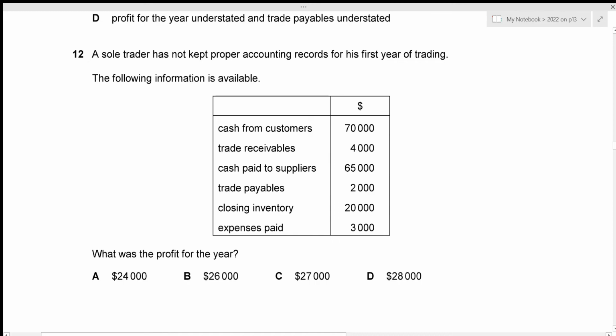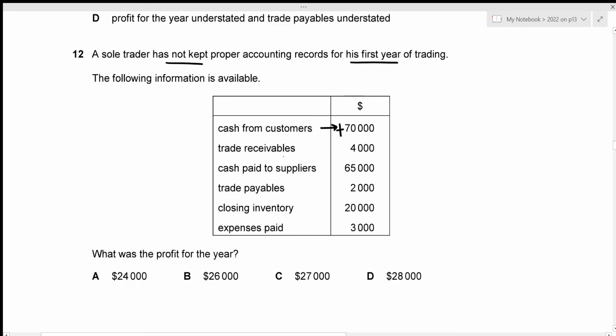A sole trader has not kept proper accounting records for his first year of trading, and we're given the following information. We need to figure out the profit for the year. Okay, so these are the cash from customers, which are the amount that we received for the goods sold. So these are the sales revenue, which should be added when trying to figure out the profit, right? So this is a plus.